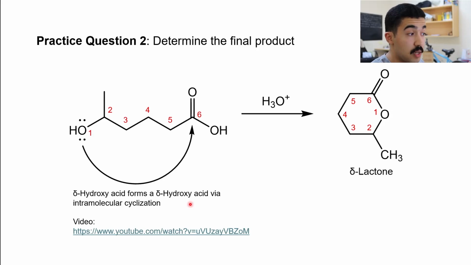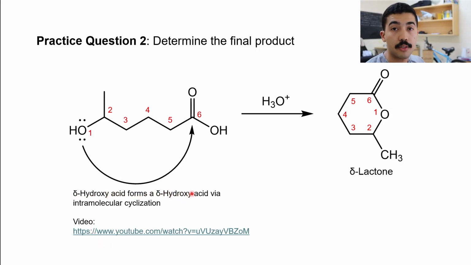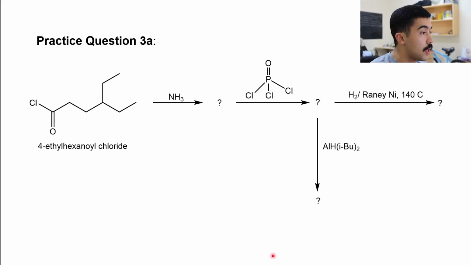Now, if it seemed like I moved very quickly, that's because I already have a video discussing this mechanism in depth, how to approach it, what the numbers mean. So if you'd like, I'll have another one of those video cards pop up on the screen so that you can watch that video on converting δ-hydroxy acids into δ-lactones. I think there is a typo here. It says δ-hydroxy acid forms a δ-hydroxy lactone. Sorry, I should correct that. δ-Hydroxy acid forms a δ-lactone via intramolecular cyclization.